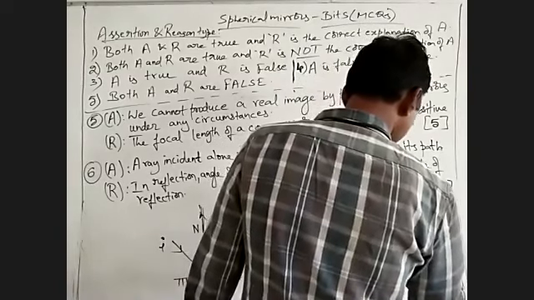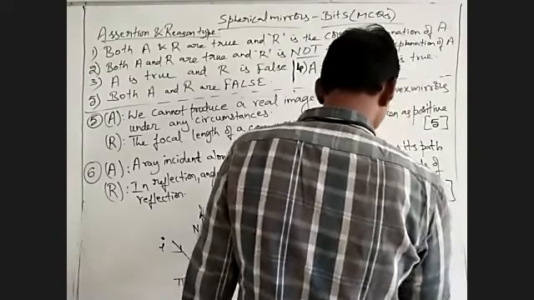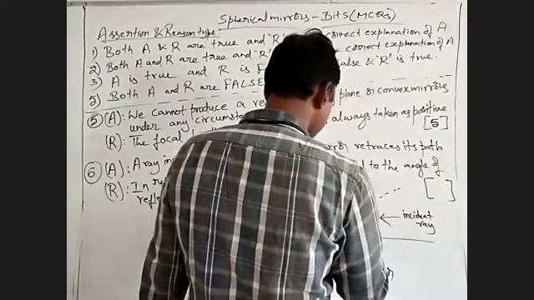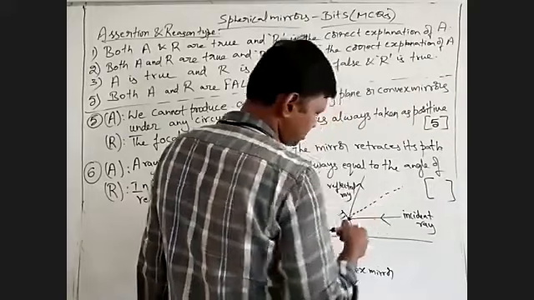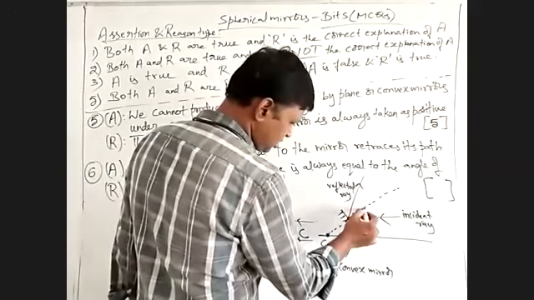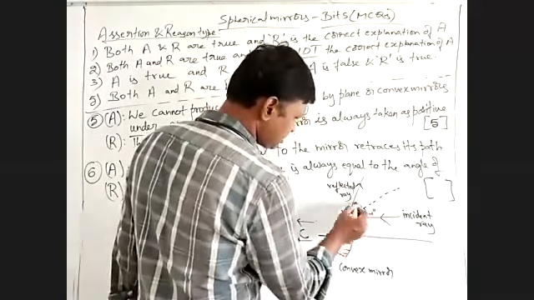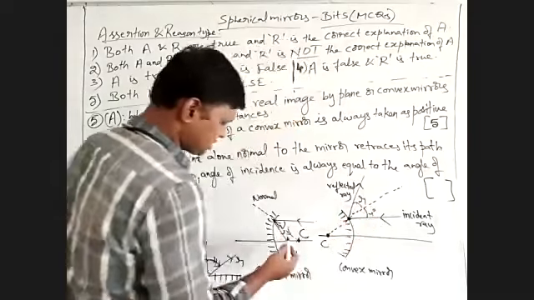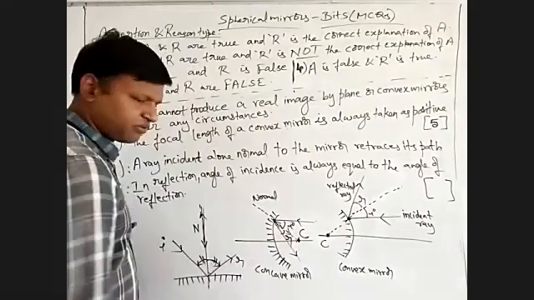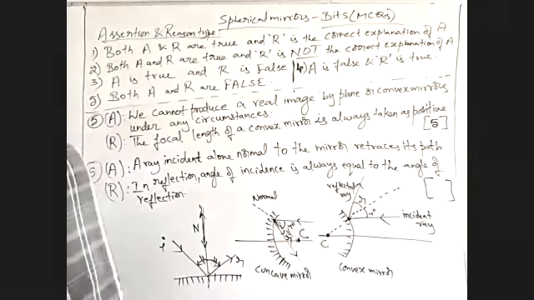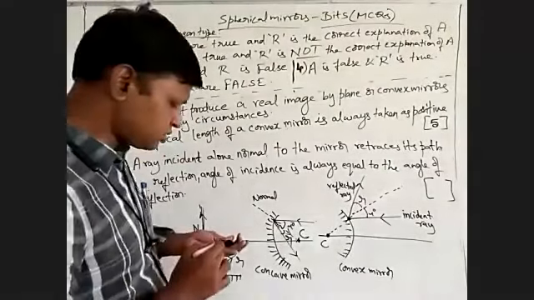This is the incident ray. This is the reflected ray. I hope you are understanding. This is the normal. Now, this is the angle of incidence and this is the angle of reflection. Here also, this is the angle of incidence and this is the angle of reflection. Okay, students, I hope you have understood this question.